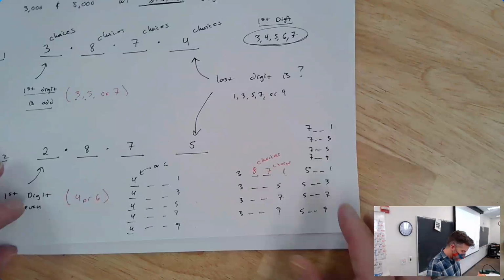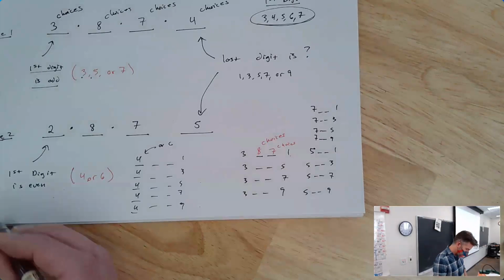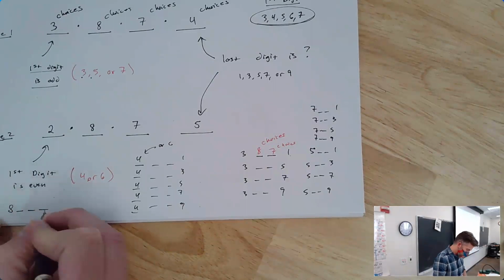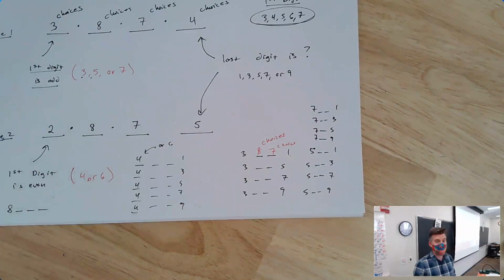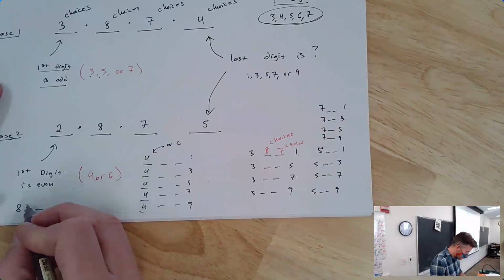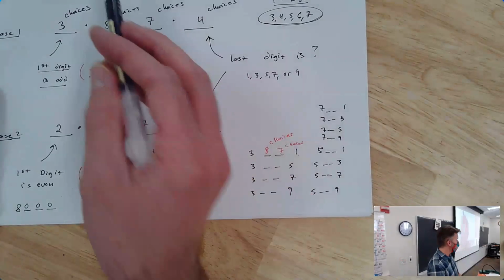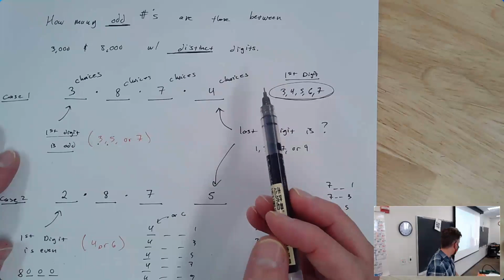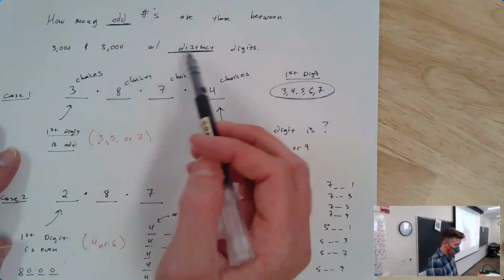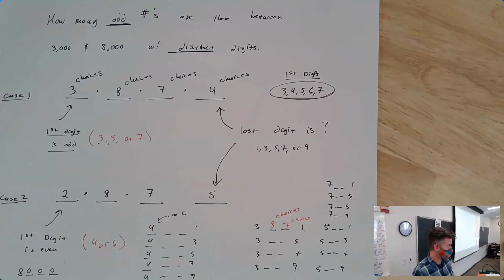Because if I pick 8, blank, blank, blank, well, if I want to be between 3,000 and 8,000, my only choices for the other blanks are 0, 0, and 0. Otherwise, it's too big. But that doesn't meet the other requirements of the number, right? It has to be an odd number. Already, we're not in the right spot. And the digits have to be distinct. Already, again, we're not in the right spot. That's why 8 isn't a choice for the first number, because there aren't any possible results that have 8 as the first number.